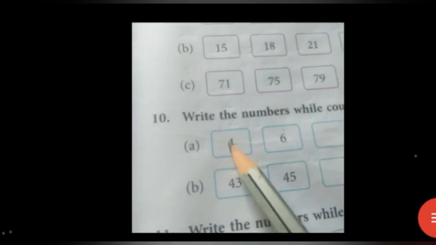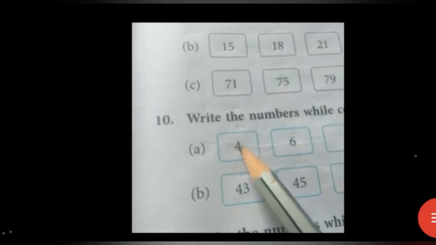First number is 4. So 4 plus which number is 6? You take your finger: 4, 5, 6. Which number is adding? 2 is adding to this 4. So we can get which number? Yes, 6 is getting. 4 plus 2 is 6. Do you understand? Can you say the next number?